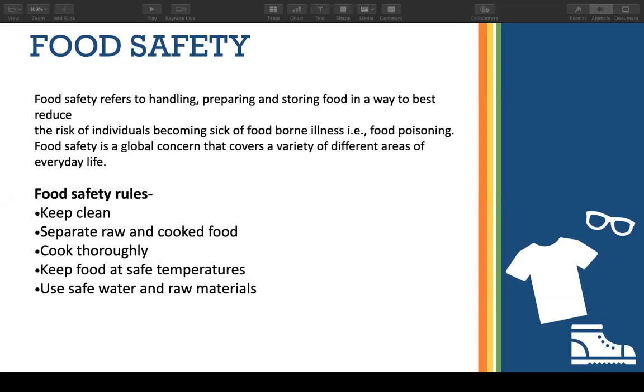And you have to use safe water and raw materials, because safe water ensures that... what people mostly don't know is that normal water or mineral water has lots of bacteria in it. So always use safe water, and raw materials you have to always wash before use.